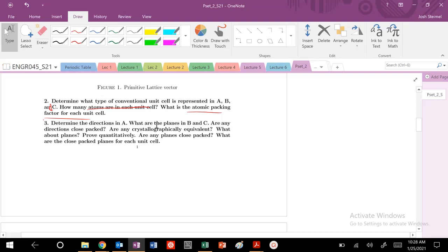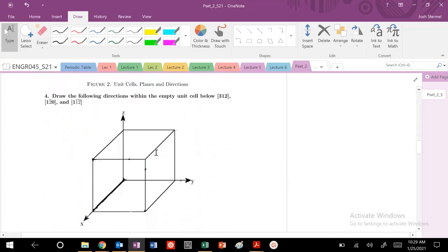Determine the directions in A. What are the planes in B and C? Are any directions close-packed? Are any crystallographically equivalent? What about the planes? Prove quantitatively. Are any planes close-packed? What are the close-packed planes for each unit cell?